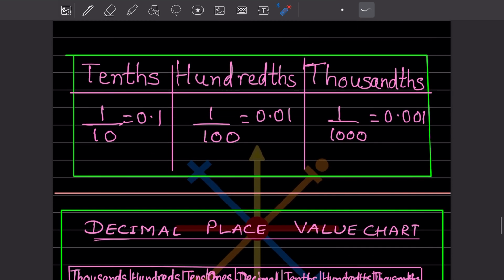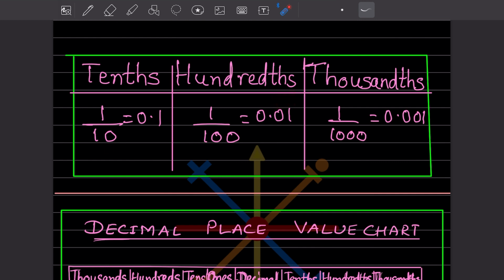See, I have also given an example over here for one. Whenever you write 1 by 10, we are going to divide 1 by 10, which means after the point there is only one number. So this is called the tenths place. 1 by 100 means this is the tenths place and this is the hundredths place. So we write 0.01.